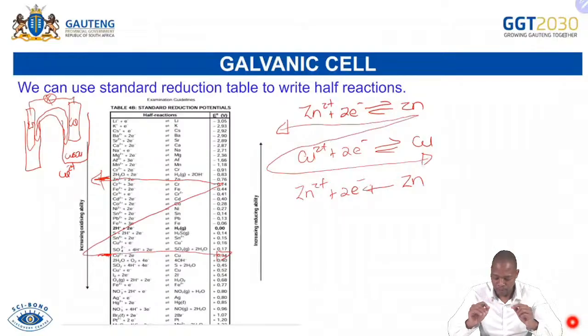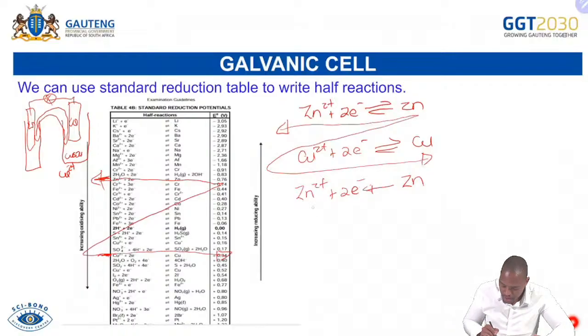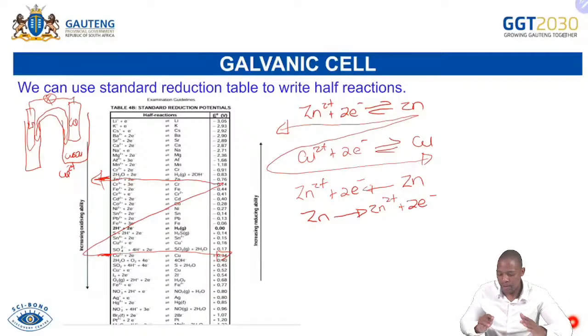However, here's what I always advise people. After you have written it like this, just flip it. It shouldn't be too difficult. Just flip it and write the mirror image of it. Then it will actually be Zn, flip the arrow, then write Zn2+, then write 2e⁻. Once it has been flipped like that, it helps when we have to write the net ionic reaction.